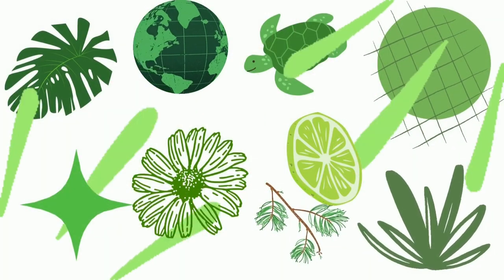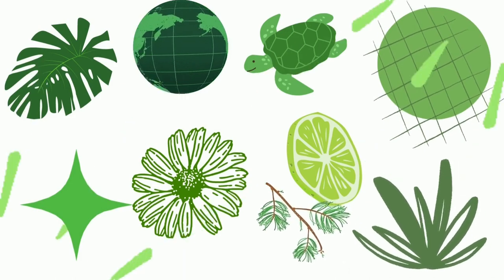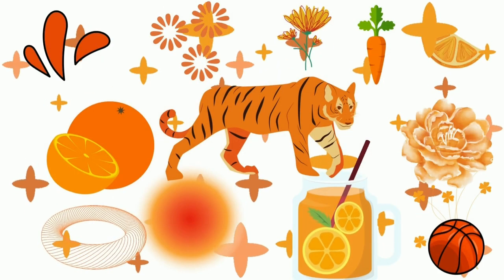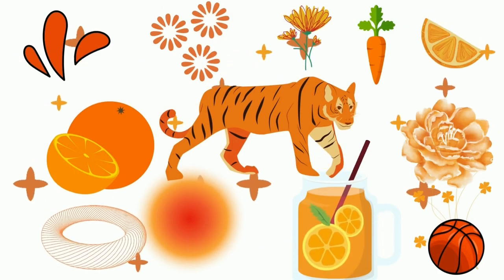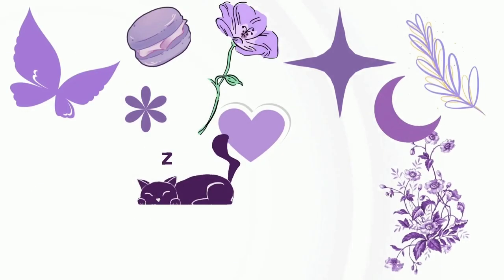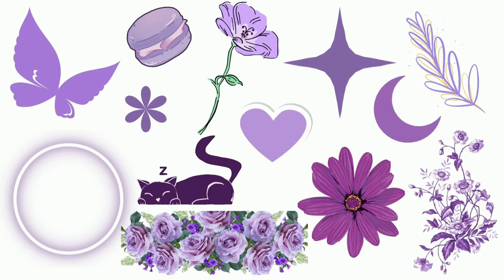Green, G-R-E-E-N, green. See how many things we have in green color. Orange, O-R-A-N-G-E, orange. See how many things we have in orange color. Purple, P-U-R-P-L-E, purple. See how many things we have in purple color.